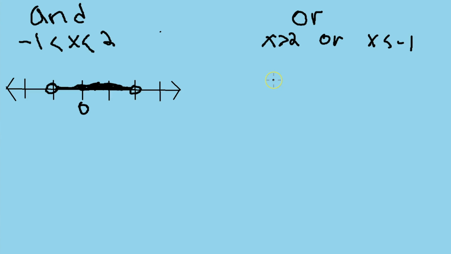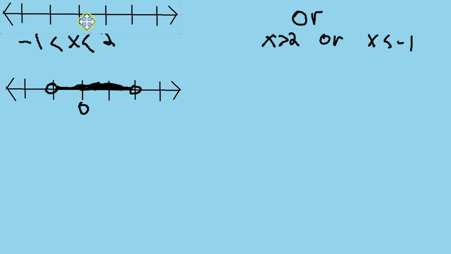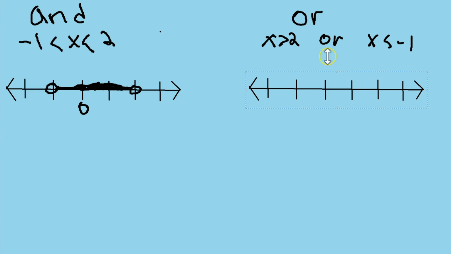So to graph that, we would first plot the two critical values, -1.